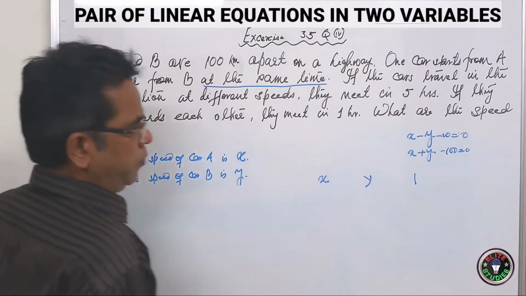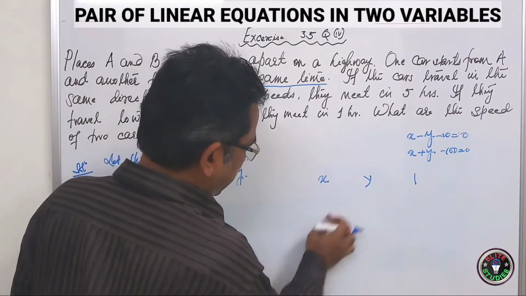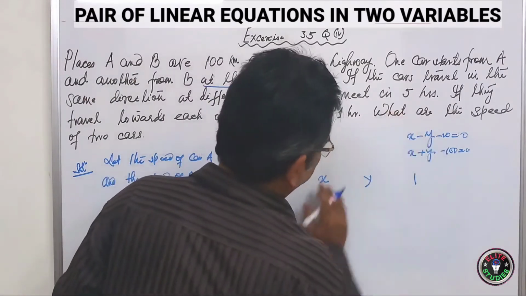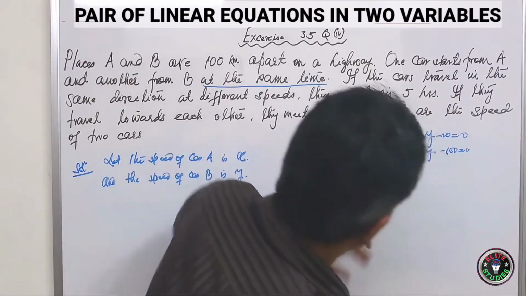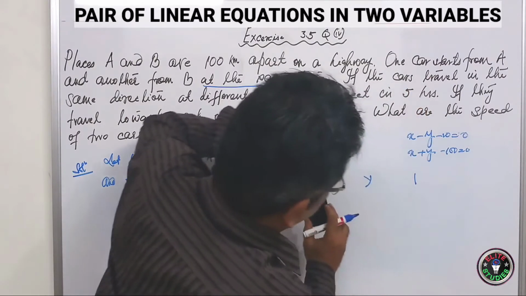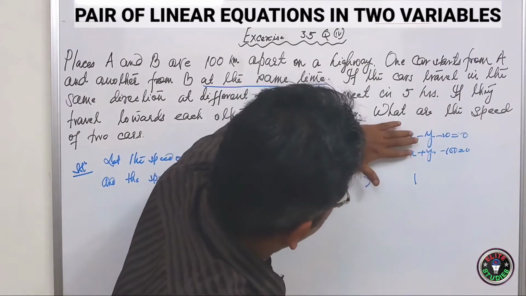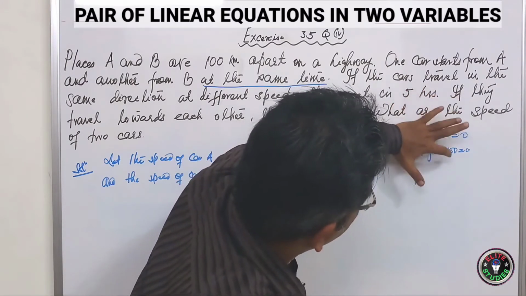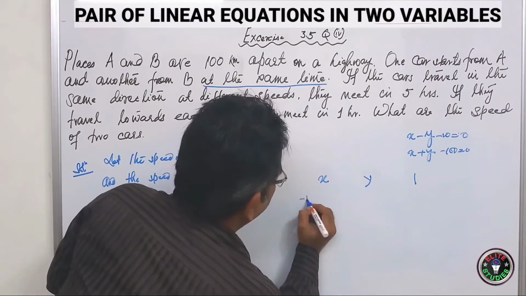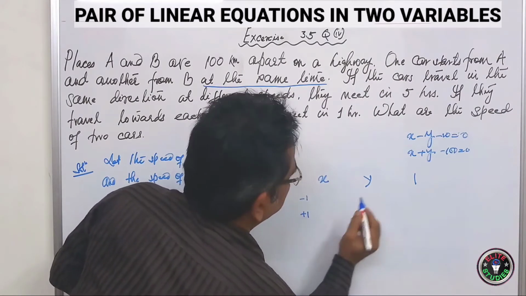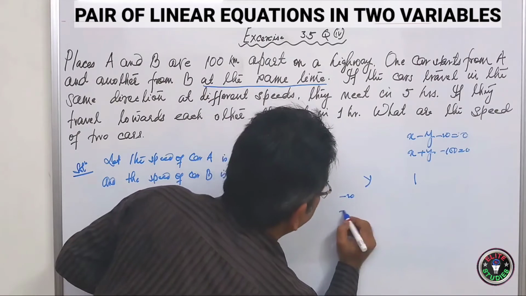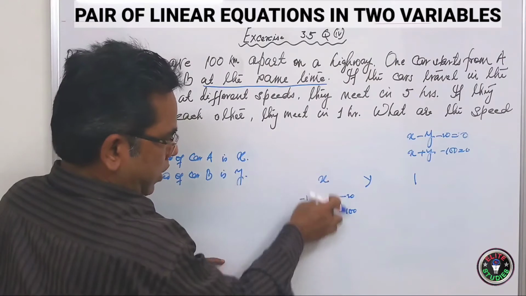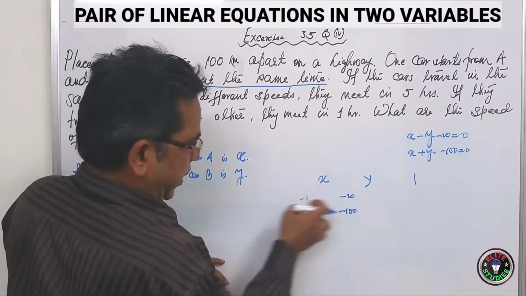Now, you have to fill in the entries. For x, you cover x. Now what are the coefficients left? Minus 1, plus 1, minus 20, minus 100. You write them in between, not just below x, but in between.